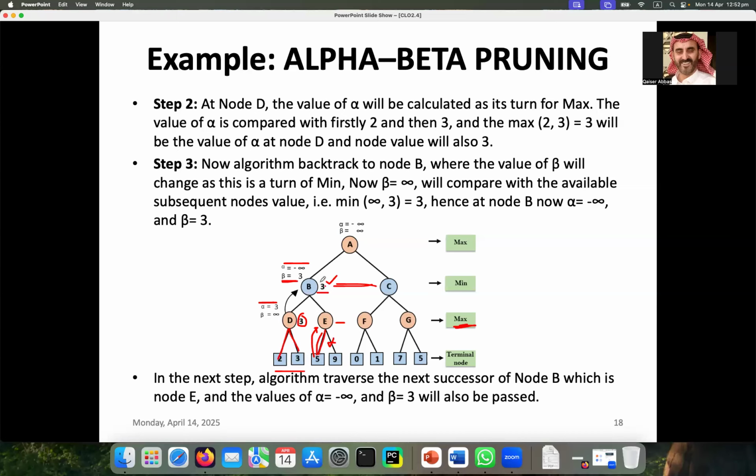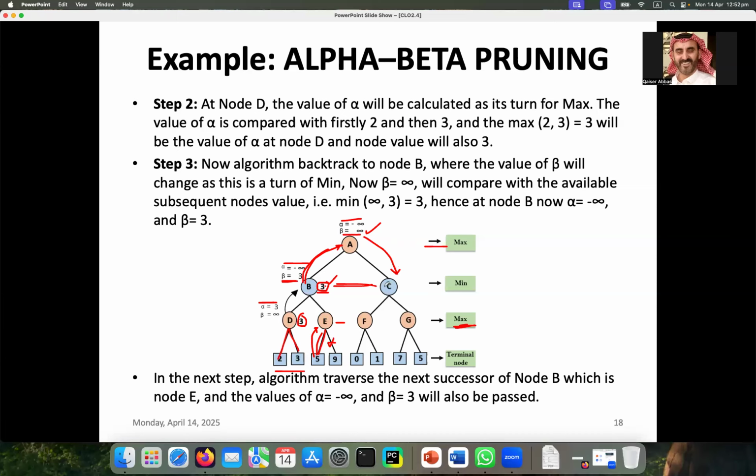Then you have the value 3 here, and you will move this information up to the root, where this is the max player. So what is the value of alpha here from the previous information? 3. And the other information, for beta, stays as it is, which is plus infinity. This information will go here.